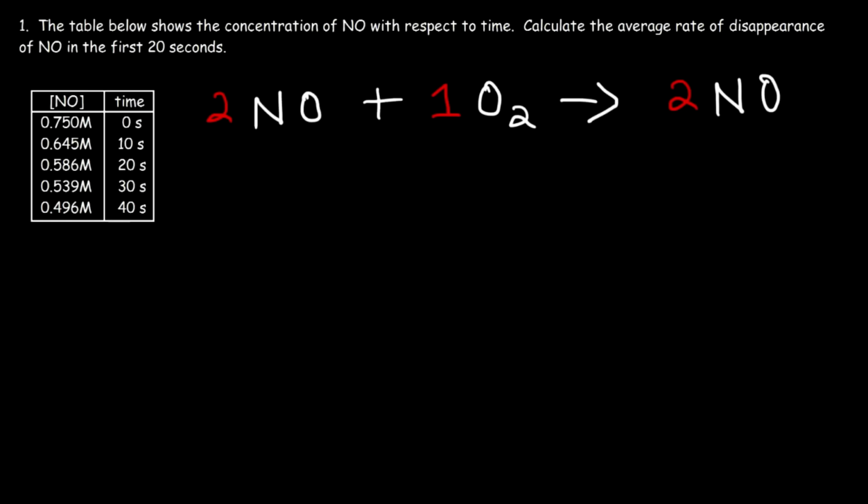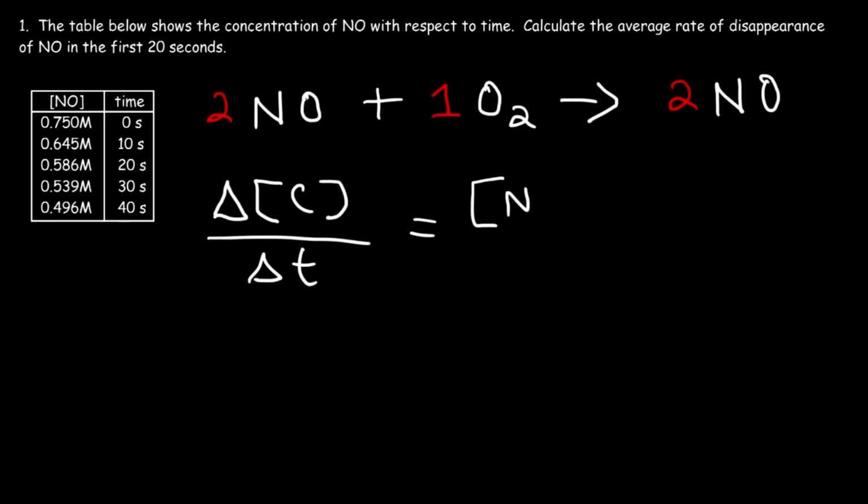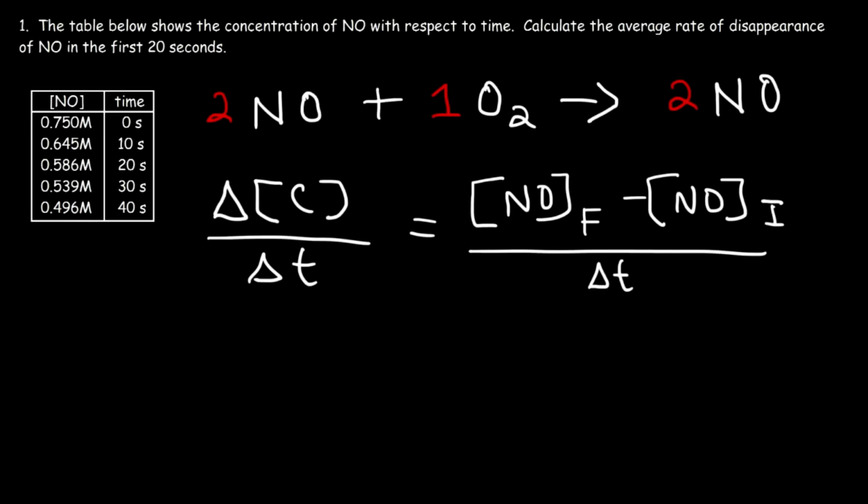So in this example, we're given a table that shows the concentration of NO with respect to time. Calculate the average rate of disappearance of NO in the first 20 seconds. So what should we do in this problem? To calculate the average rate of a reaction, you need to calculate the change in concentration and divide it by the change in time. So to calculate the average rate of disappearance of NO, it's going to be the change in the concentration of NO, which is the final concentration minus the initial concentration, divided by the time difference. So we need to do it for the first 20 seconds. So that's from 0 to 20.